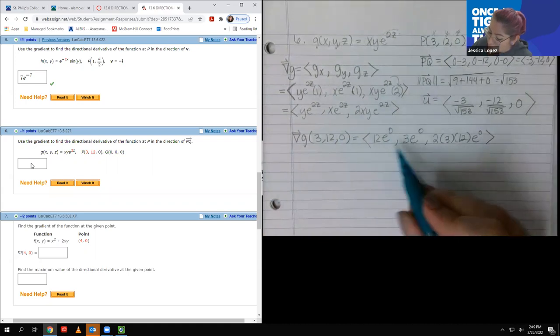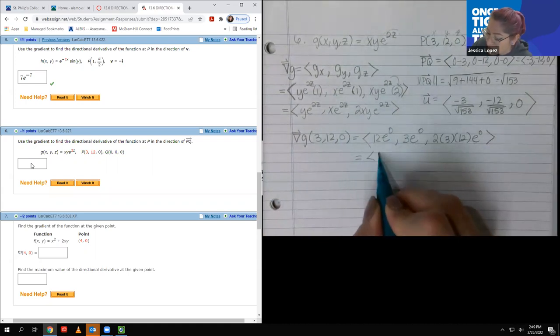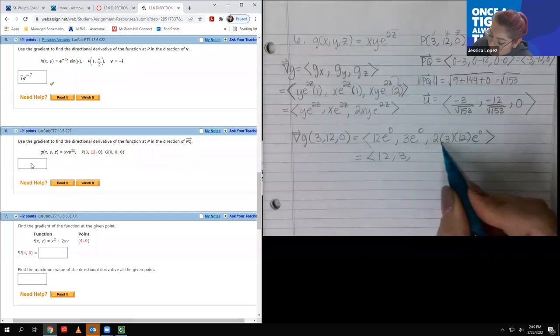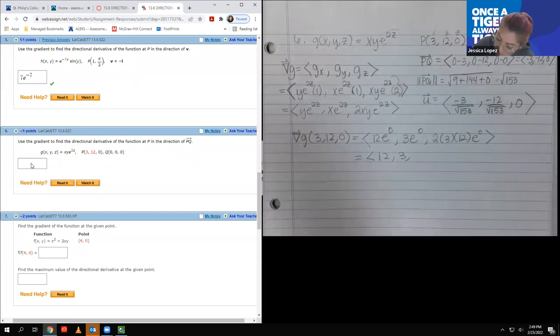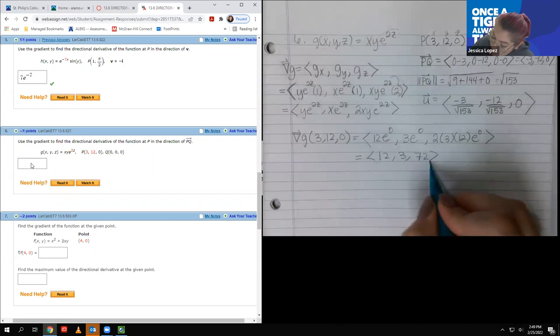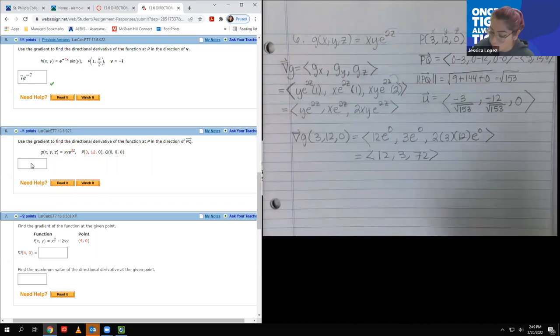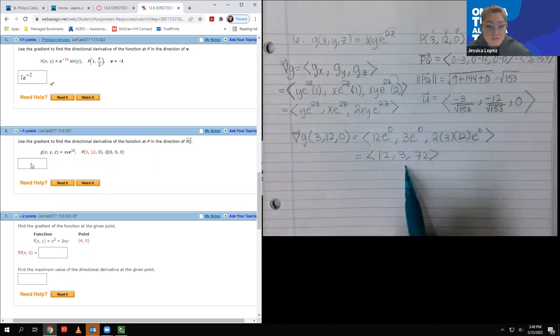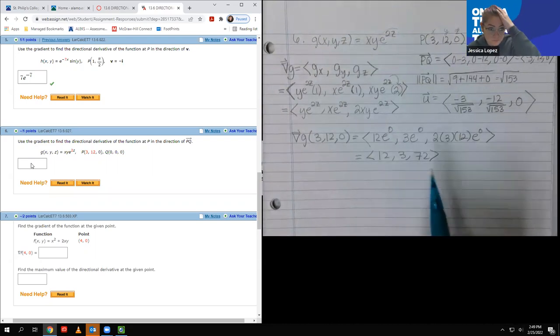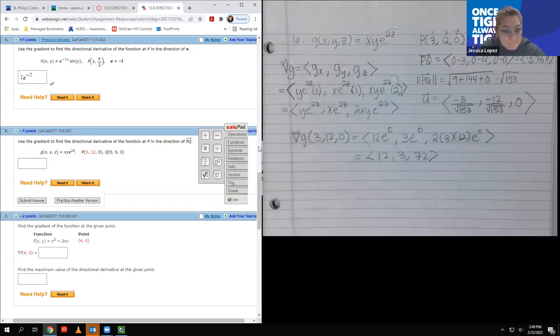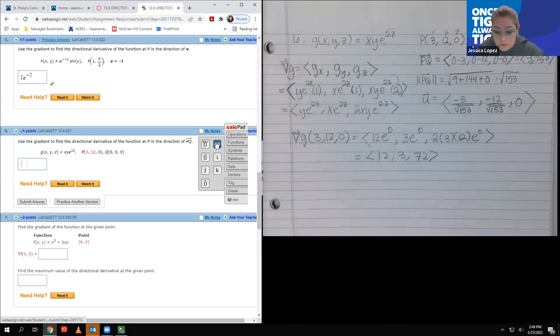So these are all a bunch of 1s, which means they're not going to change anything. We get 12, 3, and then whatever this is. I think it's 72, but let me make sure. 2 times 3 times 12. Yes, 72. And so then this is the directional derivative. I get 12, 3, 72.